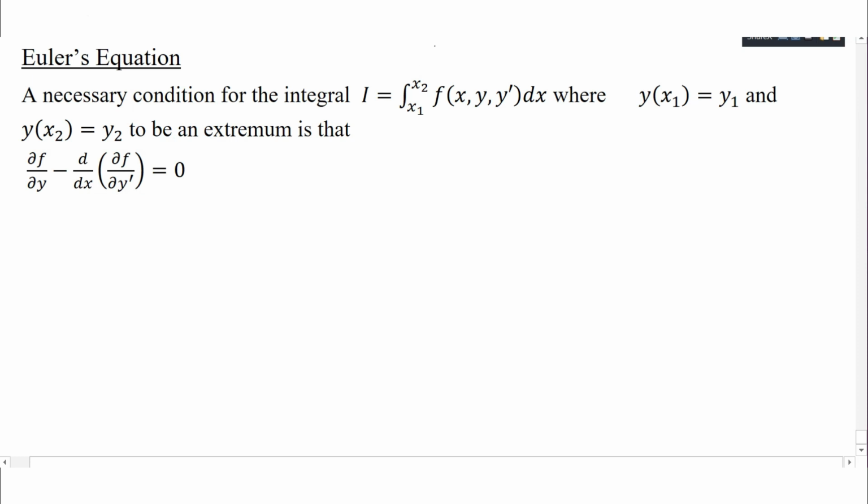The necessary condition for the integral I equals the integral from x1 to x2 of the function f of x, y, y dash dx, where the conditions y of x1 equals y1 and y of x2 equals y2, to be an extremum is that the partial derivative dou f by dou y minus d by dx of dou f by dou y dash is equal to 0. This is the condition for an extremum, and this equation is called Euler's equation.